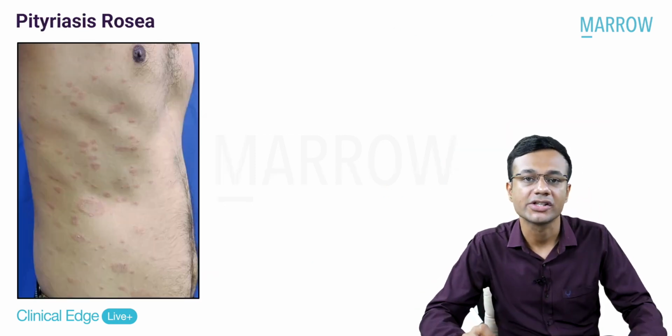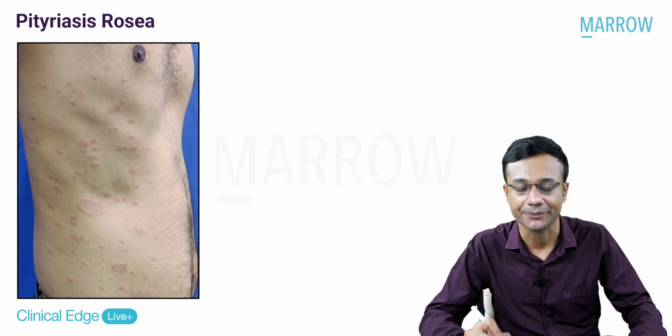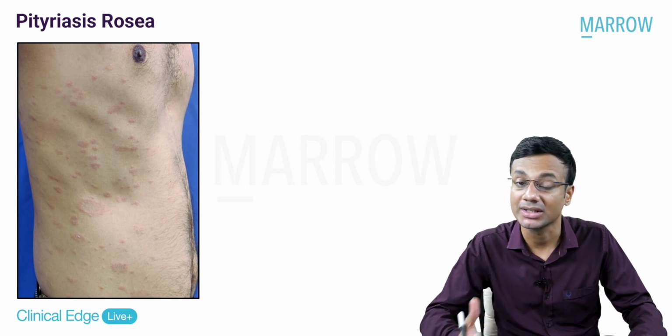The third important differential diagnosis is pityriasis rosea. Now, while thinking about pityriasis rosea, what are the important points to remember?